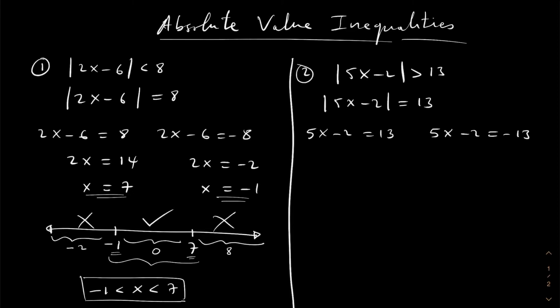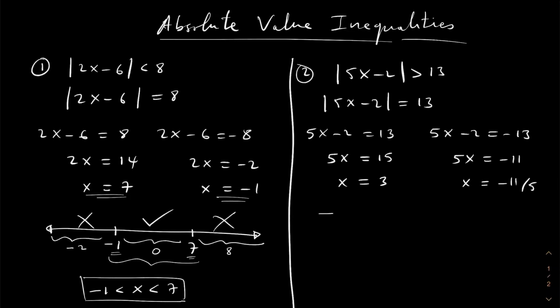On the left side here, we are going to add 2 on both sides, giving us 5x equals 15. Then divide by 5 on both sides, giving us x equals 3. On the right side, we're going to again add 2 on both sides of our equation, giving us 5x equals negative 11. Divide both sides by 5, giving us x equals negative 11 divided by 5.